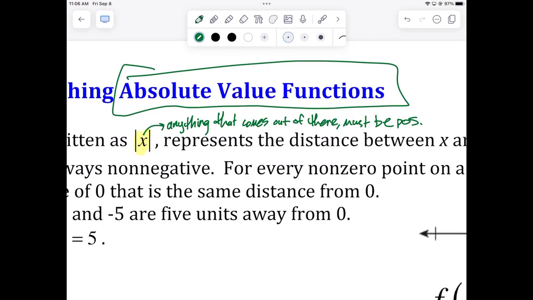Kind of like our attitudes at the end of the pep rally, right? When you come out of the pep rally, you better be positive. You better be positive going in because y'all have to supply the energy. Anything that comes out of there must be positive.